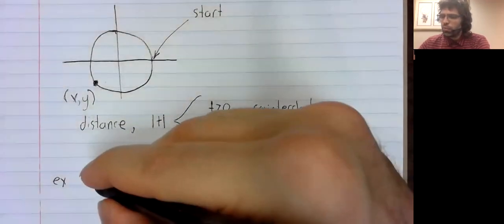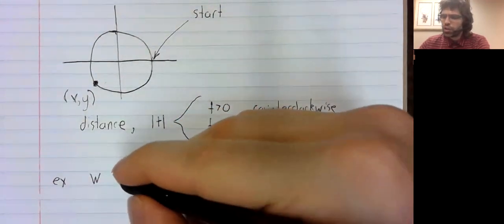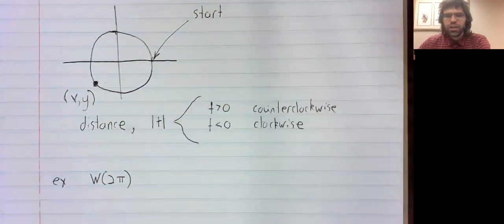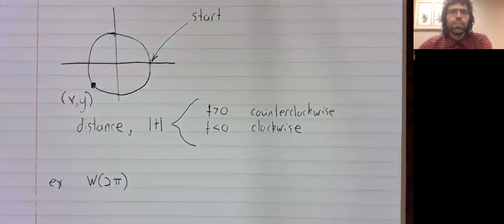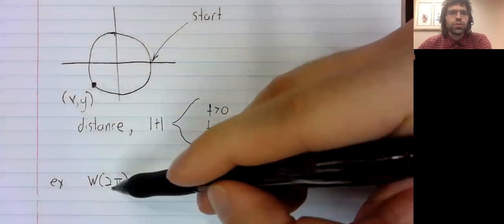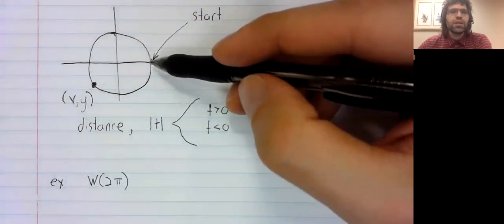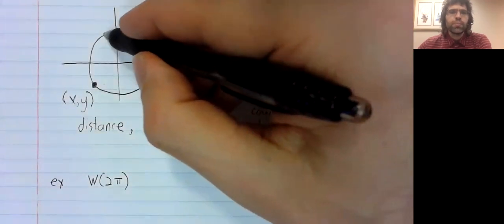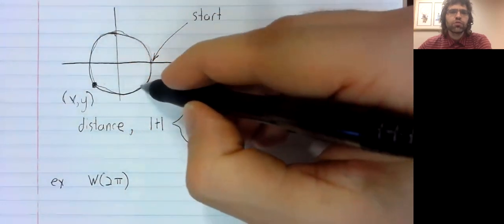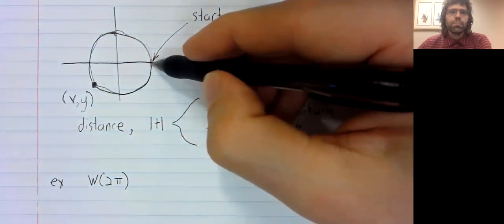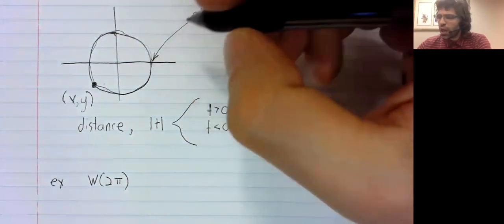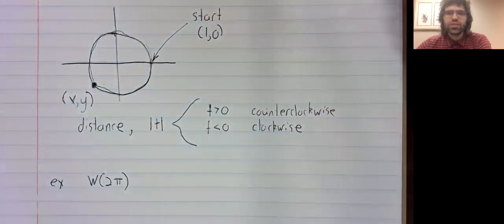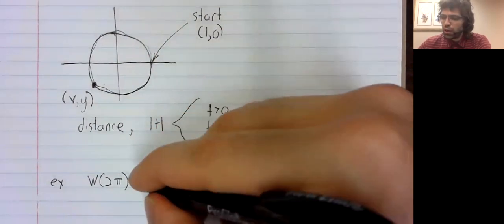For example, let's call this wrapping function w. And let's apply w to 2π. 2π happens to be the circumference of this circle. So when we walk 2π units around, we wind up right back where we started. And what is this starting point? It's (1, 0).